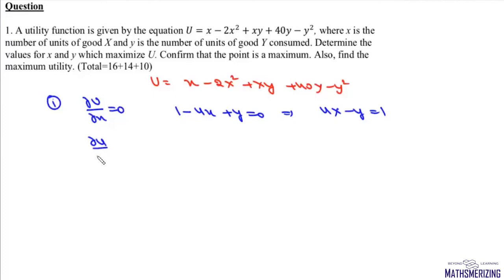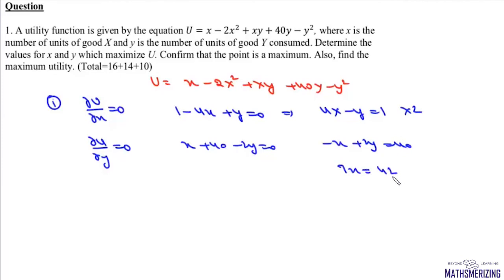And we'll also partially differentiate this function with respect to y. We'll get x plus 40 minus 2y equals 0. So here we'll get minus x plus 2y equals 40. Now we'll multiply it by 2 and add the two equations. So we'll get 7x equals 42. So the value of x is 6, and if we put x as 6, we'll get y as 23. So the only critical point for this function is (6, 23).